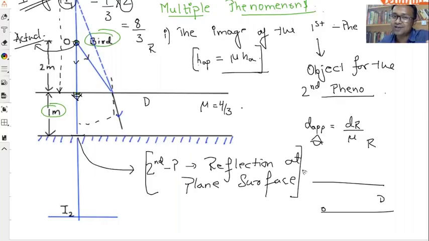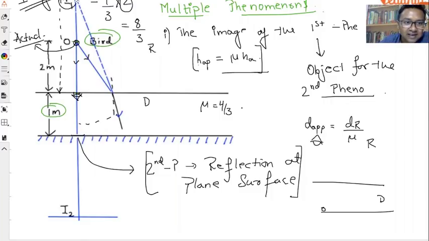Try to focus. Once one concept is clear, if I tell you all the concepts I have used here, and you remember all of them, you can actually crack any question for optics. Okay, let's go ahead here.